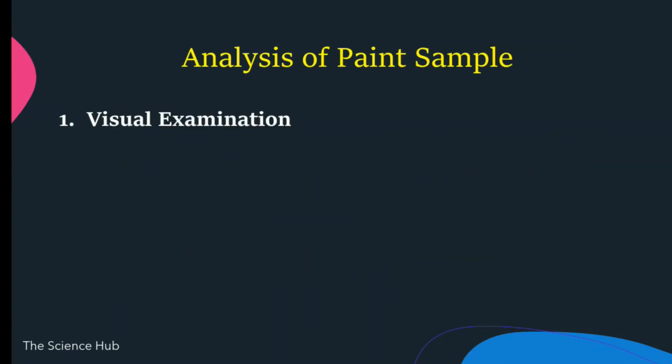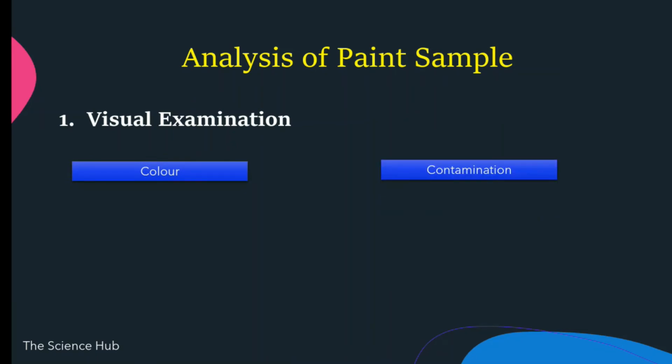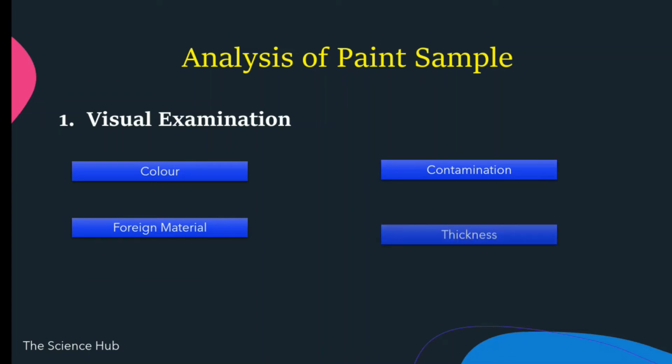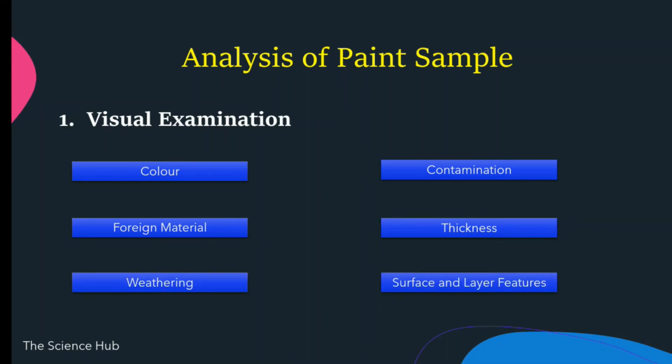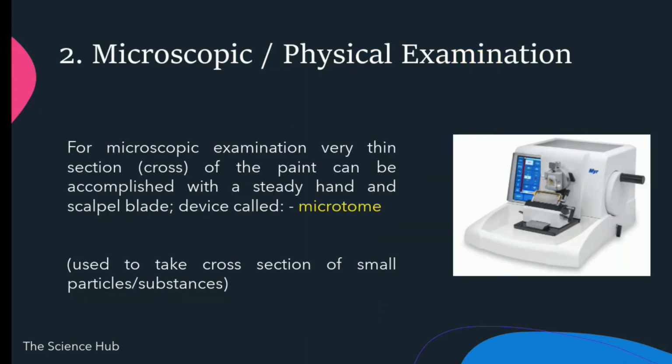Now, analysis of the paint. First is the visual examination. In visual examination, we would go for the color examination. Then, if there is any contamination, we would note that. Then, foreign materials, thickness of the paint chip or the paint we have as evidence. Then, weathering, and surface and layer features.